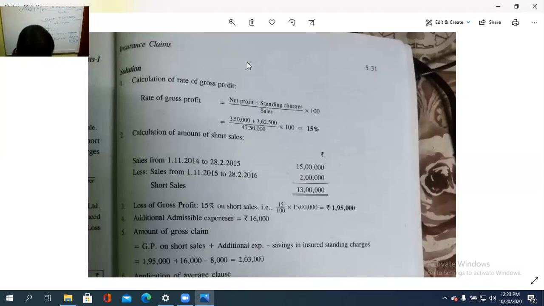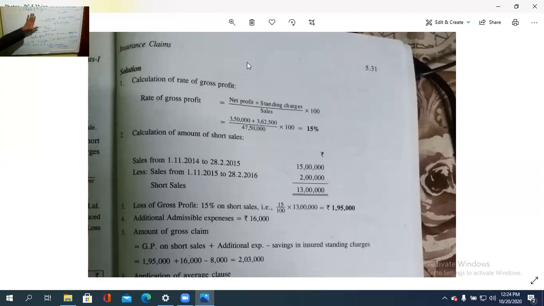So next is what? Loss of gross profit. Next step. Loss of gross profit is equal to GP into short sale. That is the loss of gross profit. So 15 by 100 into 13 lakh. So 15 into 13,000. How much it is? 1,95,000. So we calculated whatever things.